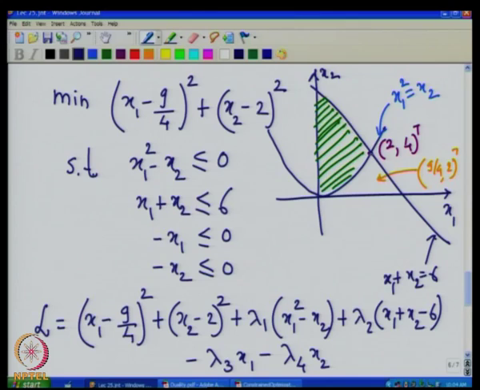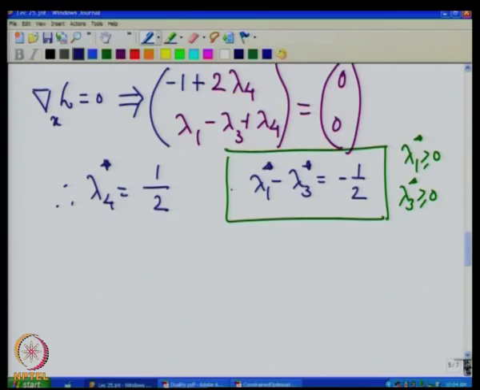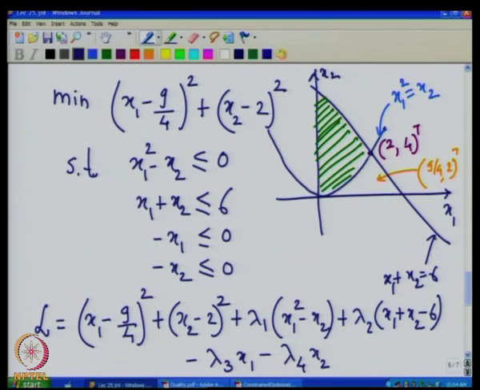So, we checked that this point (0, 2) does not satisfy the KKT conditions, and that is mainly because the Lagrangian multiplier corresponding to the second inequality constraint becomes negative, and therefore, this point cannot be a KKT point. So, now let us assume that the first constraint x1 square minus x2 less than or equal to 0 is active. So, this is the first constraint, and suppose that that is active. Now, let us consider that case.